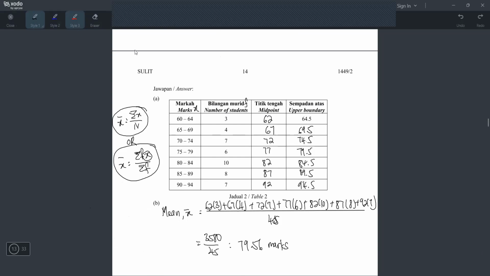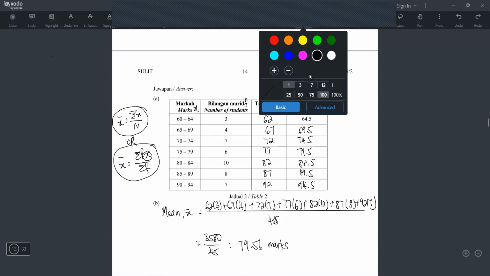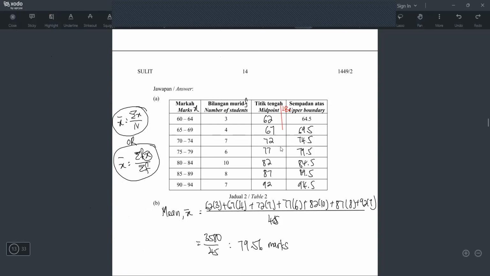Tapi saya akan guna pen merah. Saya akan buat dekat sini kecil-kecil punya. Okay, I make it small. And then I will also use a red color line to separate it nicely like this. Okay. So now I will write all my lower boundaries here.